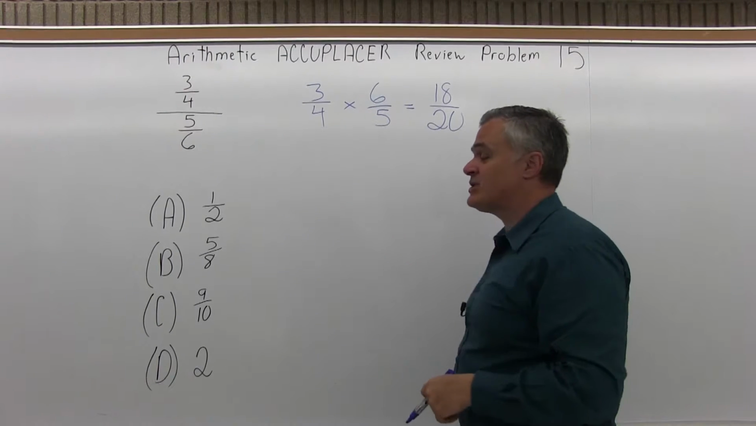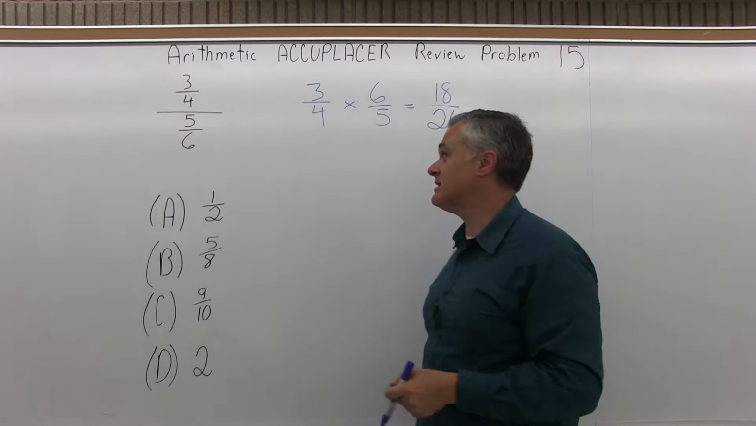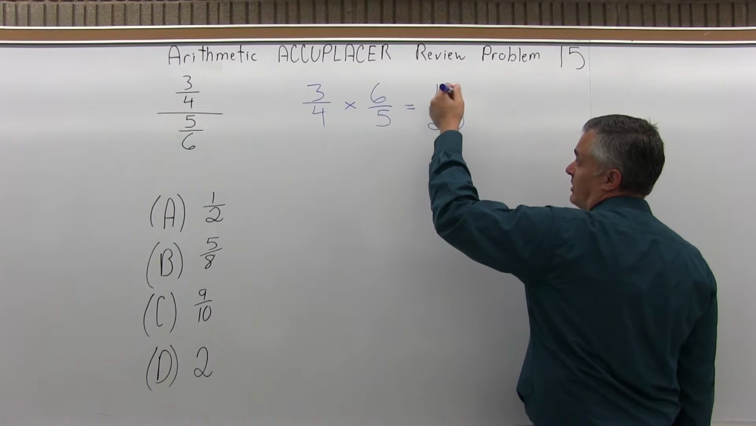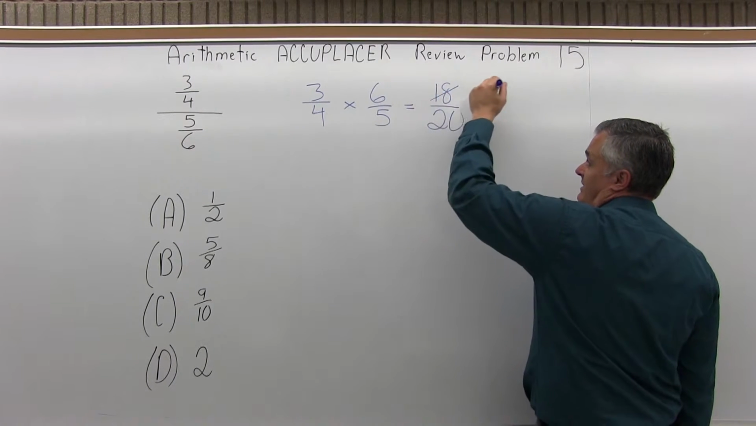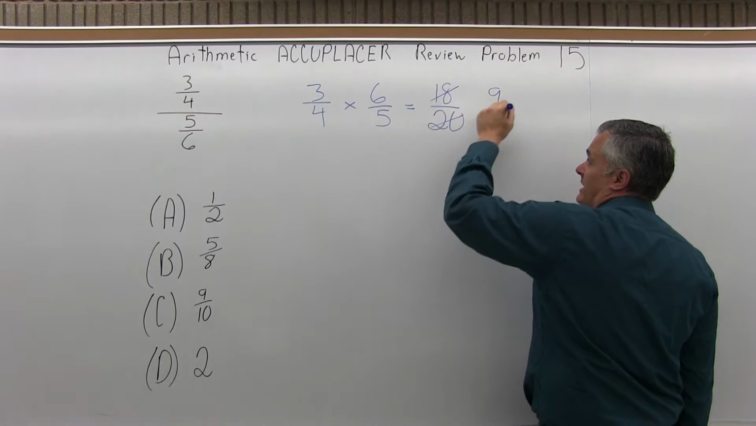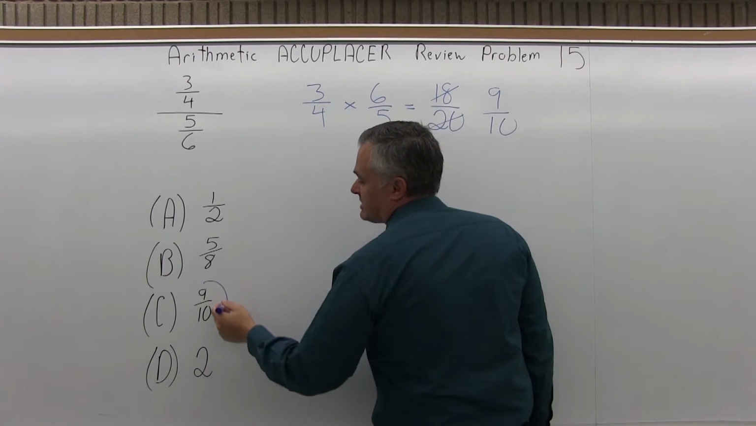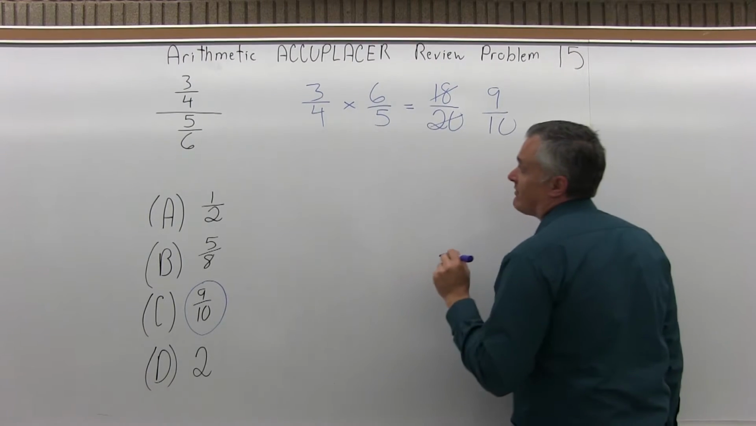That does not match any of the potential options that are listed. But if you notice, 18 over 20 can be reduced. They're both even. They can both be cut in half. Half of 18 is 9. Half of 20 is 10, so 9 over 10 is an option. It's option C, so it does have a match.